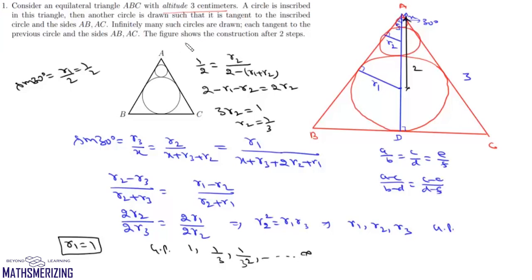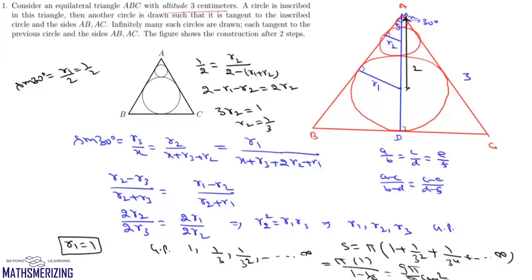We need to find the sum of areas of all the circles. So the sum of areas of all the circles will be pi r square. So it'll be pi times 1 plus 1 by 3 square, 1 by 3 to the power 4, up to infinity. So this sum will be pi a upon 1 minus r. So it'll be 9 pi by 8 centimeter square. So that is the answer to this question.